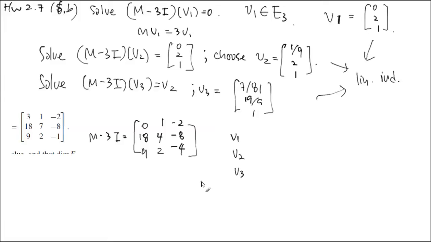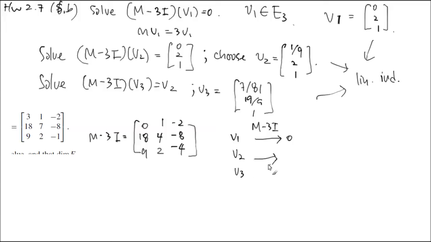V1, V2, V3, dimension 3, basis. So if I know where this guy is going, I know everything, right? So it's M minus 3I. Where is V1 going? You don't have to calculate anything. We already did that. V1 is supposed to go to 0, right?